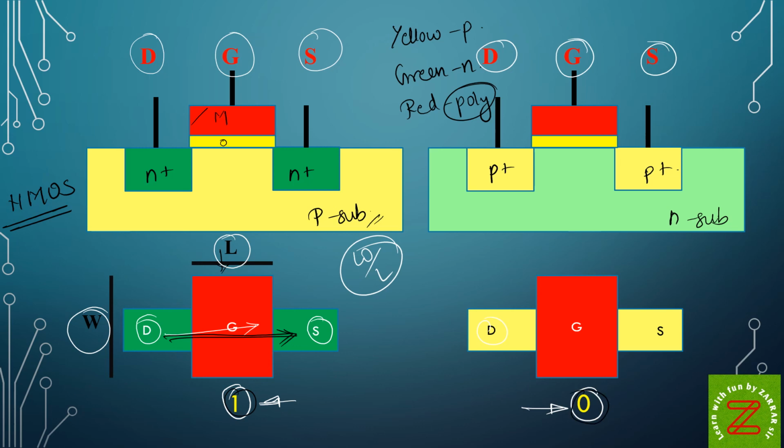So you should be aware that if we move into the digital world, my NMOS will work for logic 1 and PMOS will work for logic 0. While simulating, I'll show you how it works and what the problems related to NMOS and PMOS are, which will be solved by CMOS.